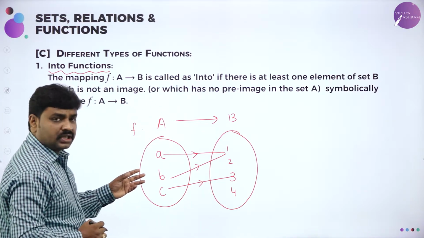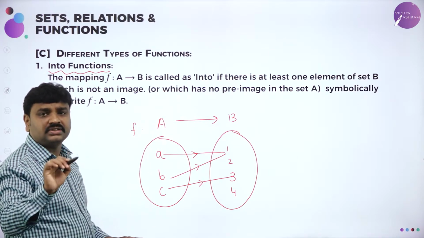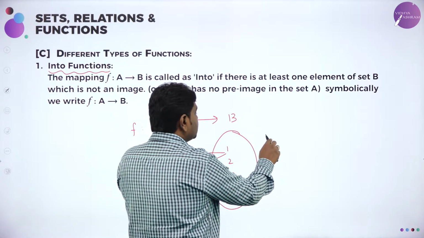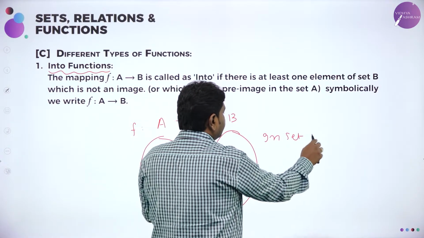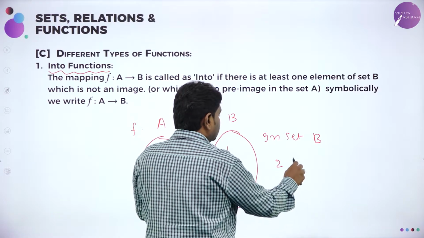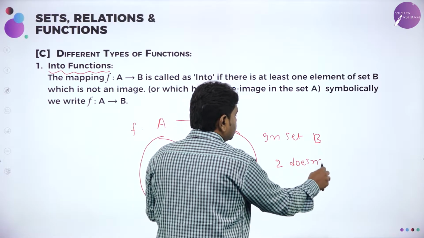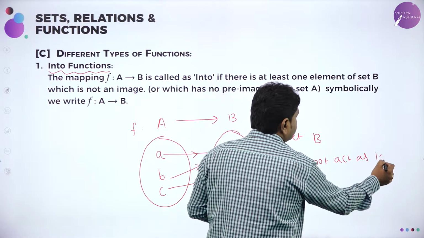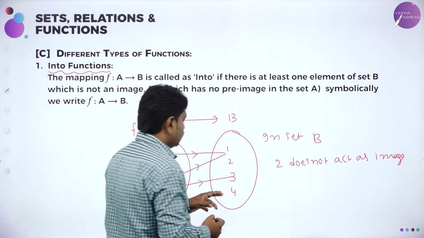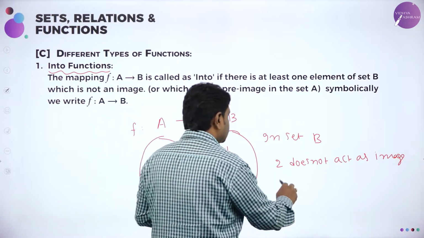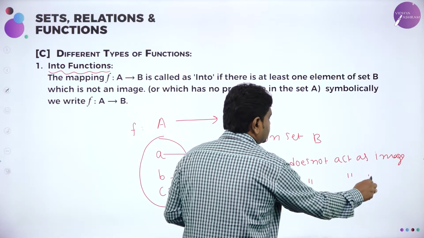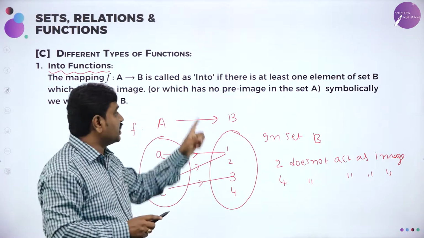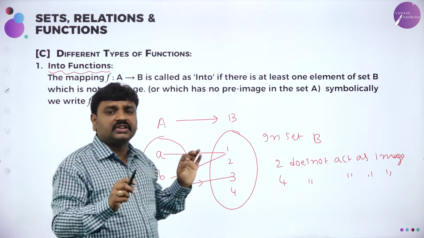Here I call this an into function. Why? Because two elements do not act as image. In set B, 2 does not act as image. 2 does not act as what? Image. Element 2 does not act as image, and 4 also does not act as image. If you have at least one element in codomain which does not act as image, then I call it an into function.